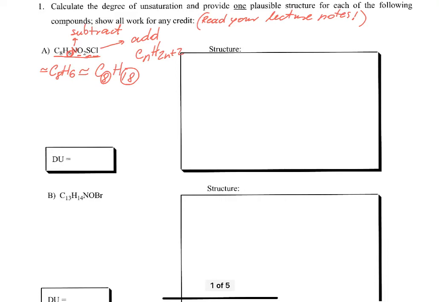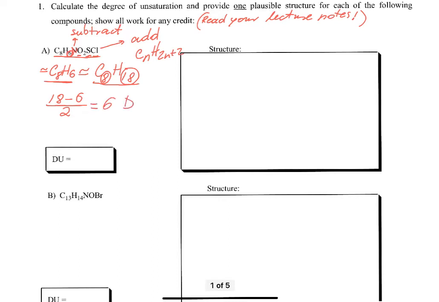Now I have two formulas without any heteroatoms, and I want to compare the number of hydrogen atoms present in each. I have 18 hydrogens in the saturated analog versus 6 hydrogen atoms in the compound in question. Since for each DU I am short of 2 hydrogen atoms, I divide the difference by 2. So 18 minus 6 is 12 divided by 2.